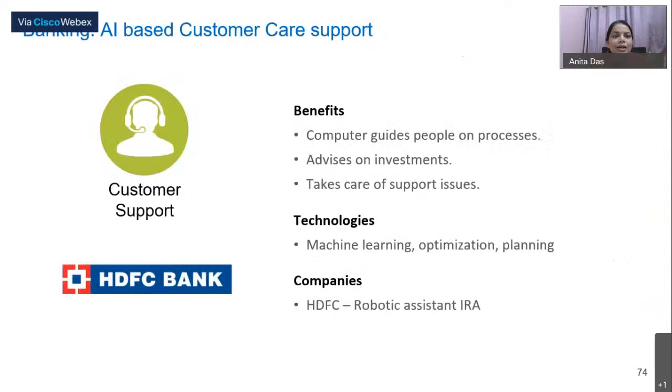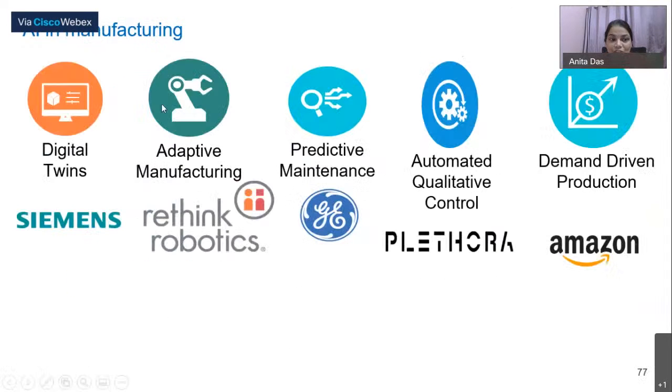Similarly, I can talk about manufacturing. Manufacturing also has a lot of promise, like having digital twins. Before getting the product into the market, you can simulate the product virtually and then test the performance. So that's the digital twin. Adaptive manufacturing, all these things can be done using AI.